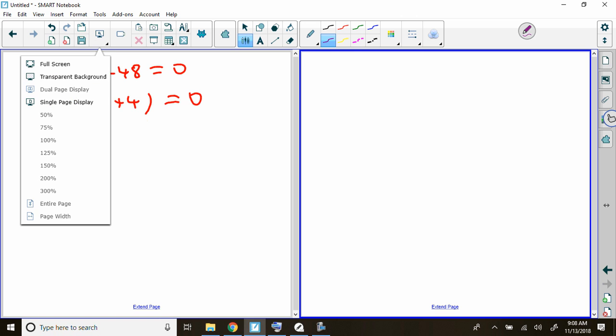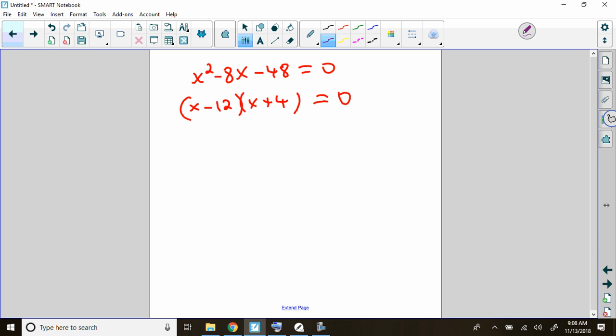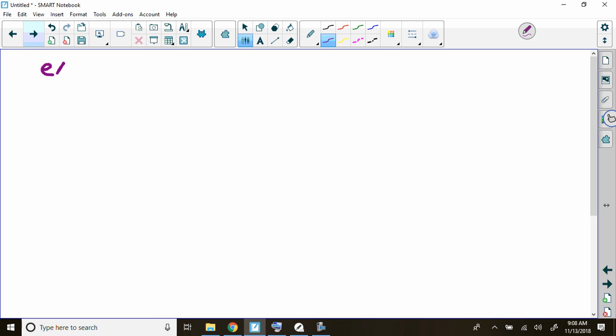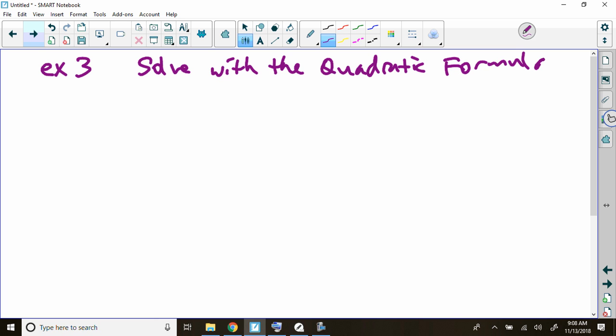So, example number 3. Example 3. Solve with the quadratic formula. 2x squared equals 6x squared minus 49. Wow.